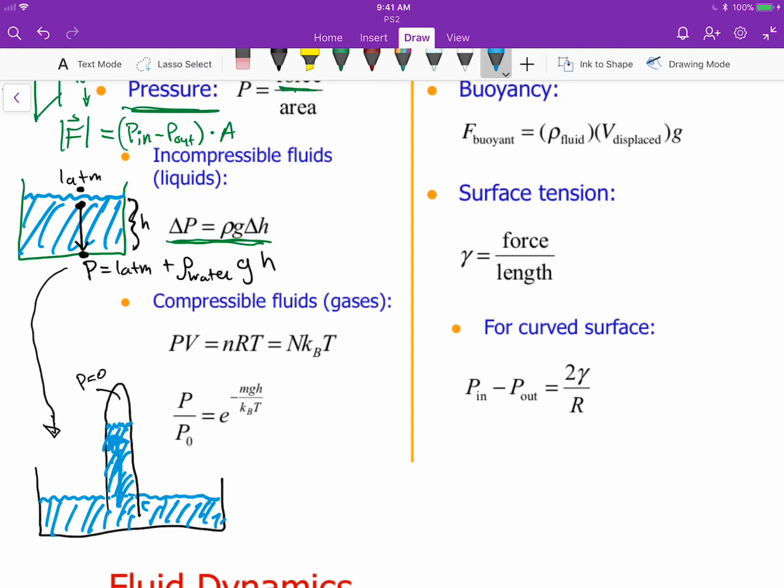The reason is that, let's say we're trying to figure out what is the pressure. The thing you're trying to figure out is, what is the pressure here, right?